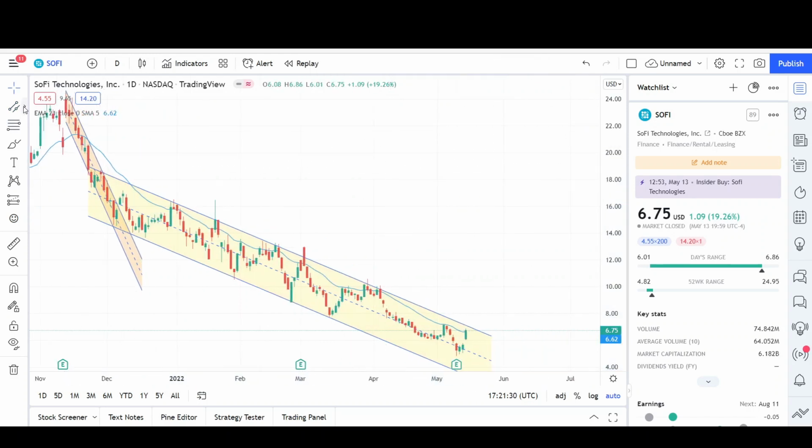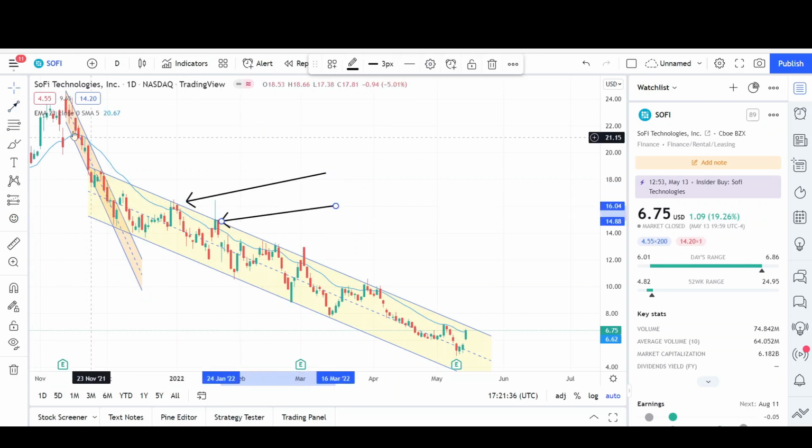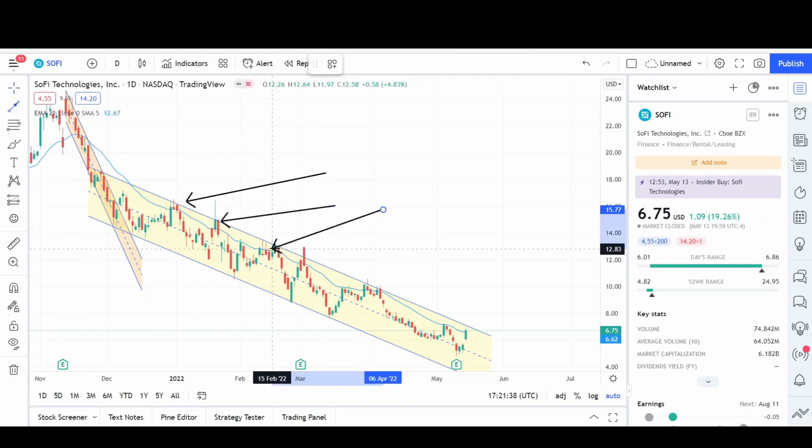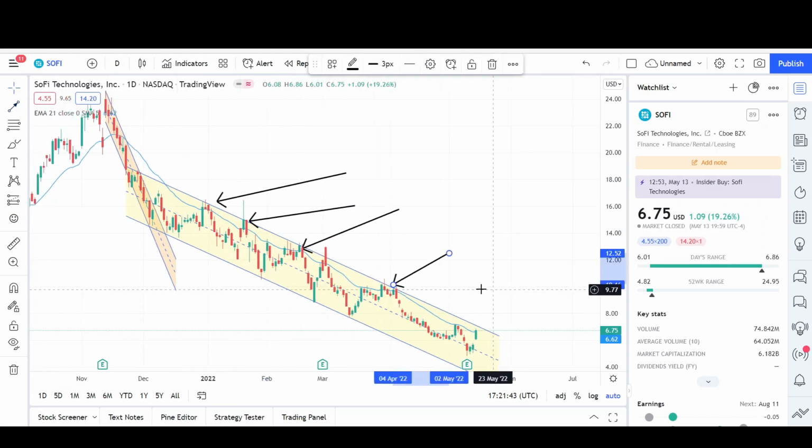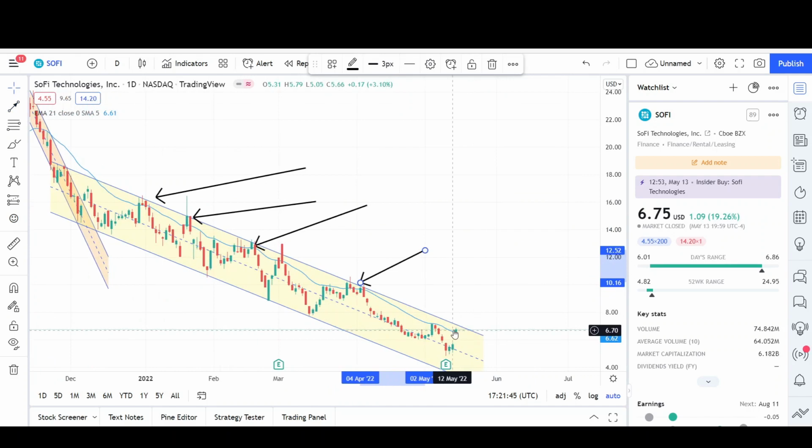We've been getting rejected from the EMA several times in the past, so we are coming back near it. We actually did close near it on Friday, so see that several times we've been getting rejected from the EMA, and we've been working lower. So we are back near the EMA.